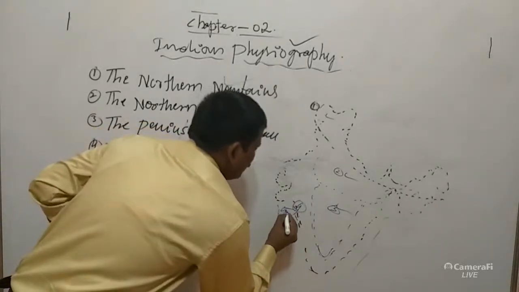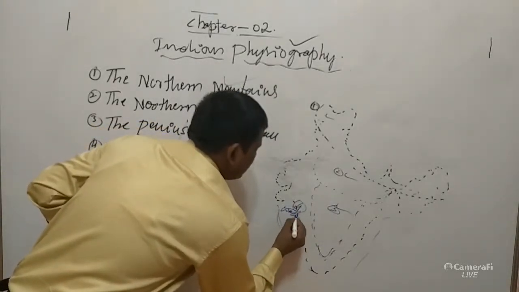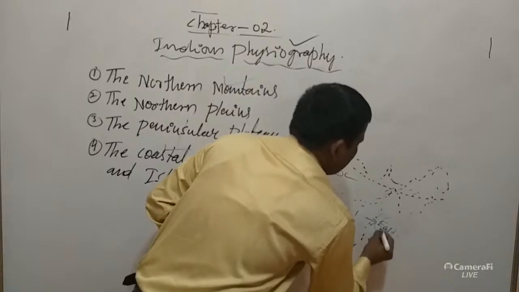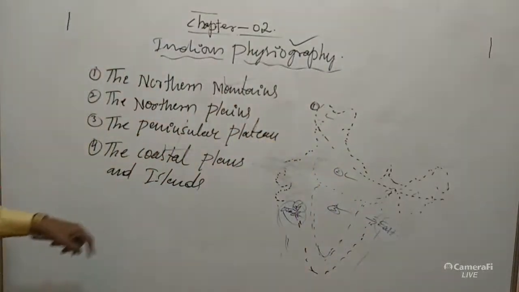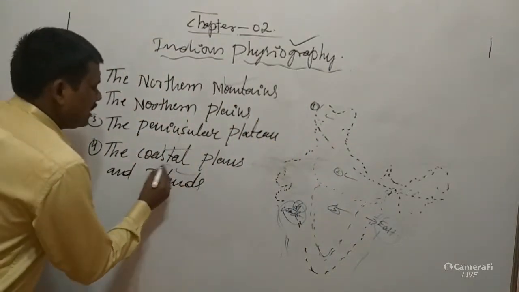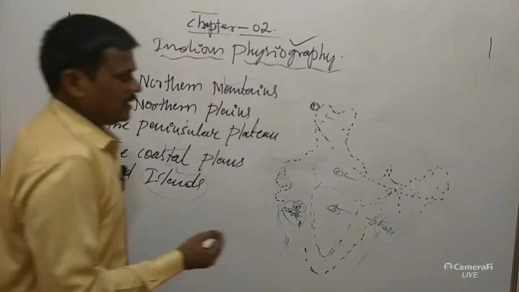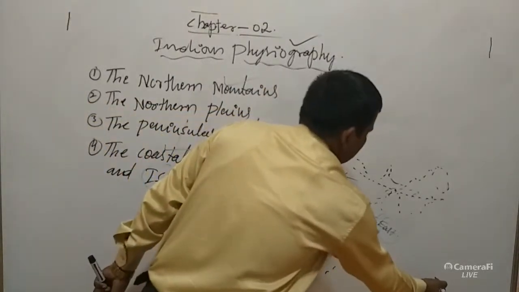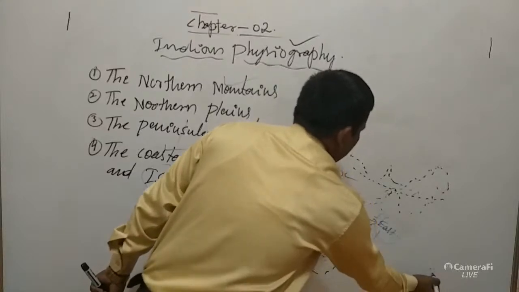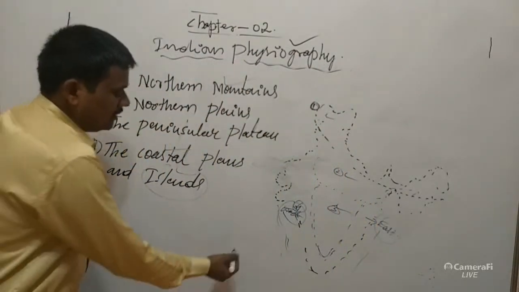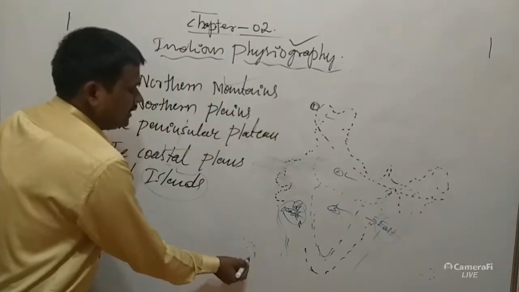The fourth one is important, the west coast, we should call it. Okay, the most important is the eastern coastal area. Then the last one, more important, is the islands. These islands, already many islands are there. Here the Andaman and Nicobar Islands are there, and here the Lakshadweep Islands are there.